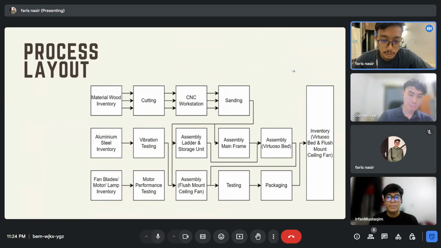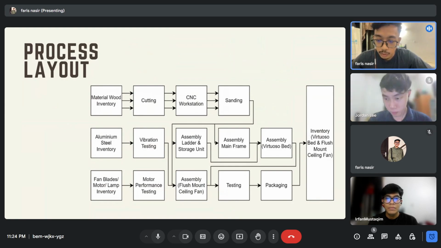Next we move to the process layout. Basically, the process layout covers the two products that we studied. On the left side, we focus on putting the inventory, which is for the material and also for the procurement inventory. In the middle, we focus on the process of producing the product itself, which includes the cutting, CNC, sanding, and also the testing process. While on the right side, we put the inventory for storage after the product has been finished.